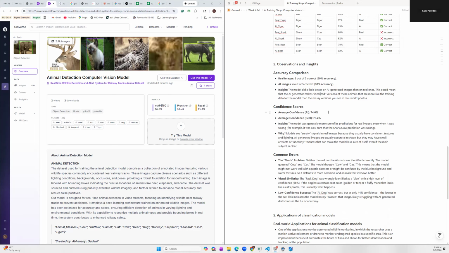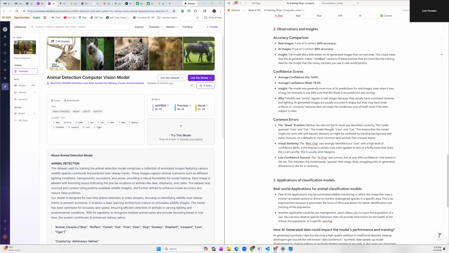The model sees stronger signals in real images because they usually have consistent textures and lighting. On the other hand, AI-generated images are usually accurate in shape, but they may have small artifacts or textures that can make the model less sure of itself, even if the main subject is clear. Well, the common error that we have in the model was the shark problem.